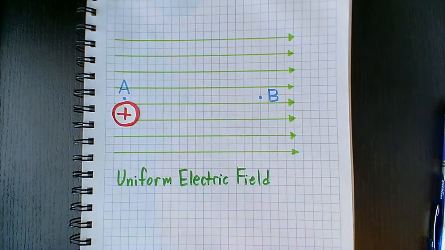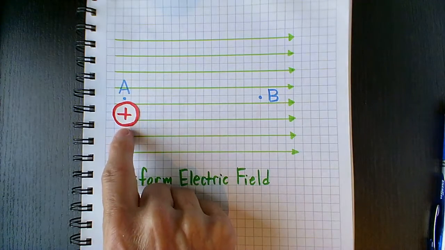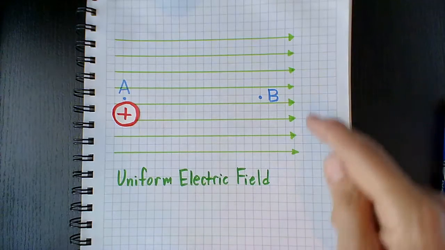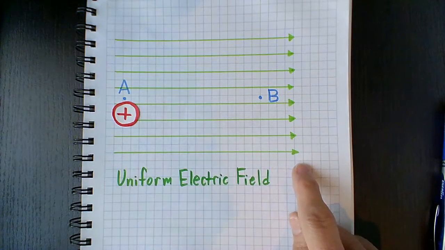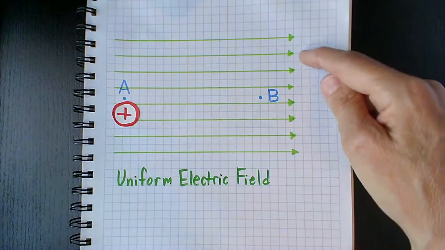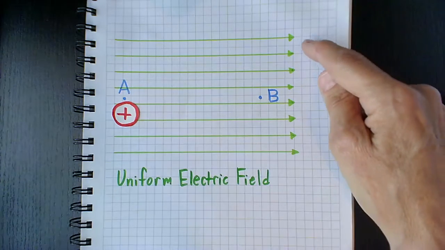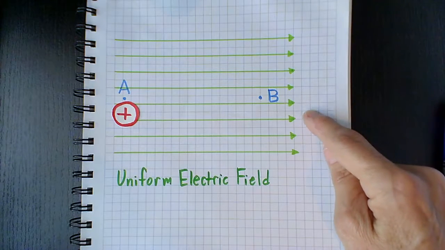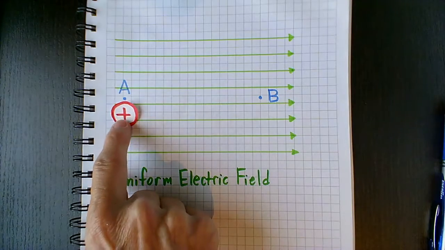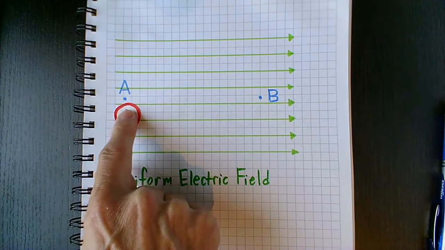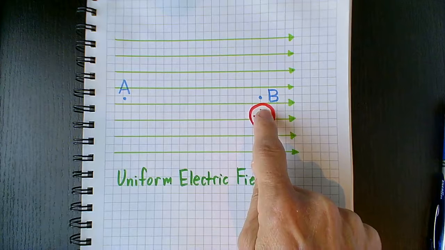Looking at a positive charge in a uniform electric field, here's the positive charge, and this electric field is uniform because all the field lines are parallel and they're all pointing in the same direction, and they're all the same distance apart. This is a field that might be produced by two parallel plates that are oppositely charged. So let's imagine this charge moving in this uniform electric field from, say, point A to point B.